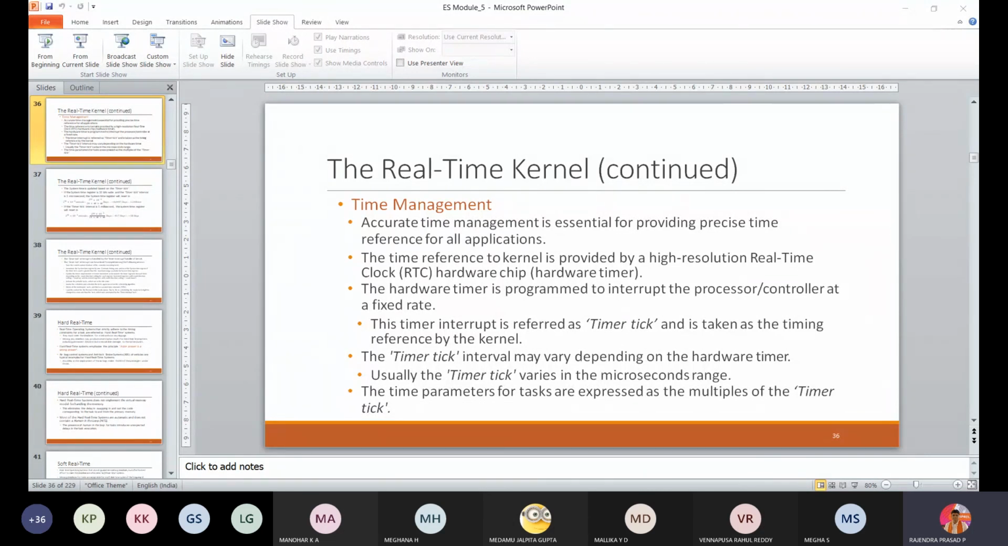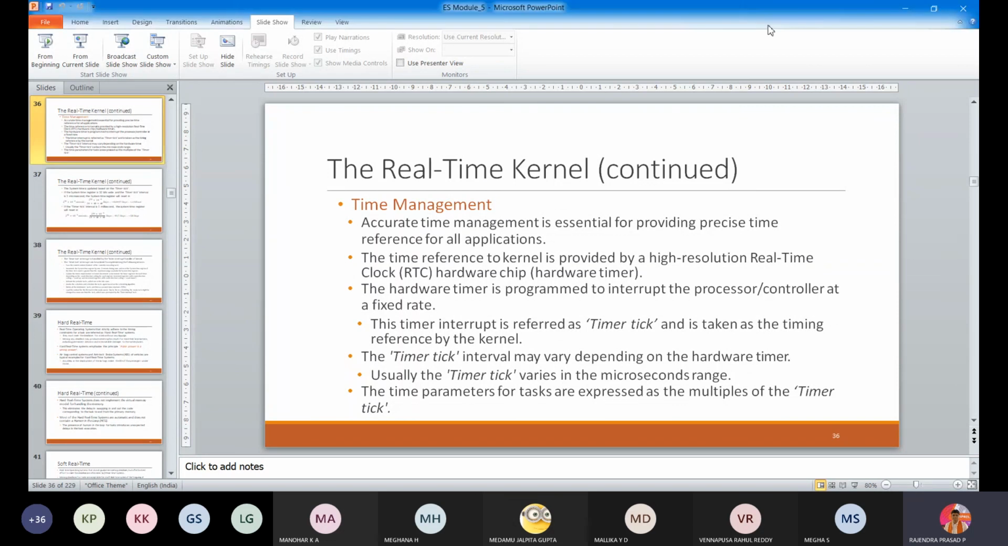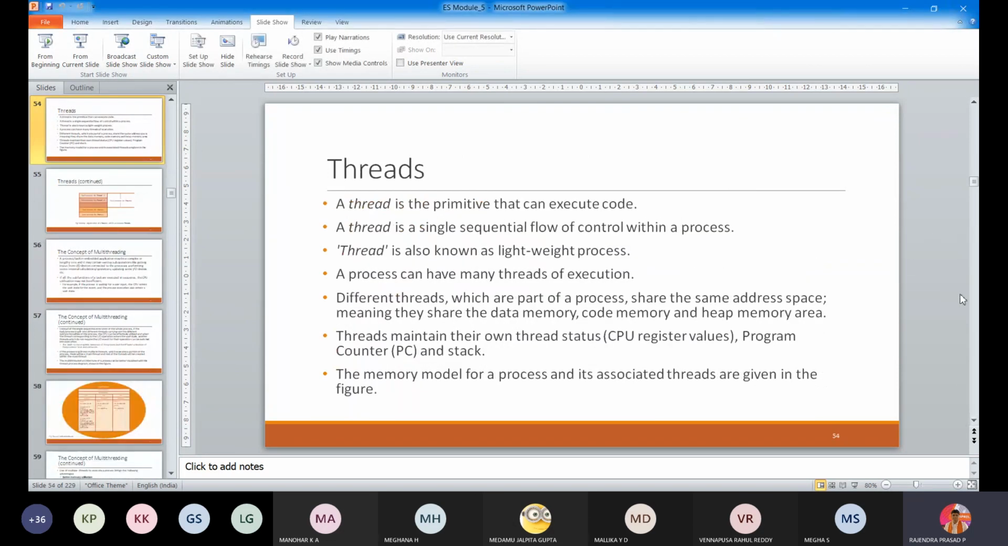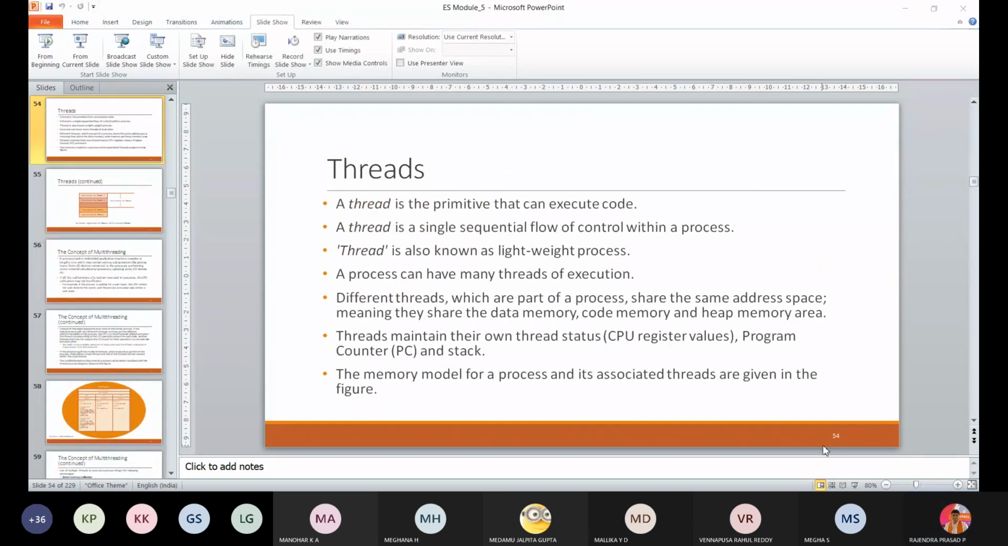Next part is your thread. So what is this thread? How are these threads executed? What is the process involved there? So these things we'll be covering in the next session. Okay. So I'll just stop the recording.